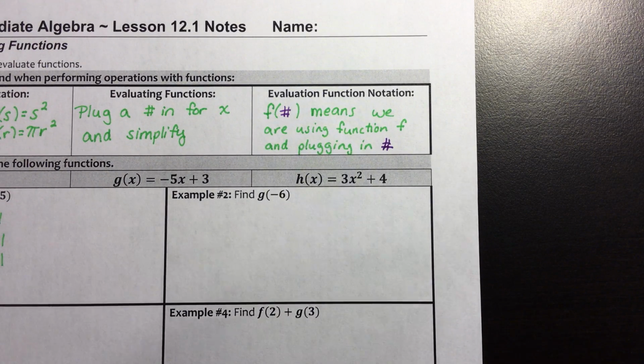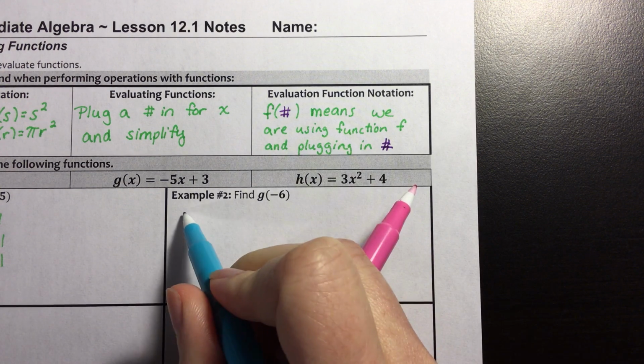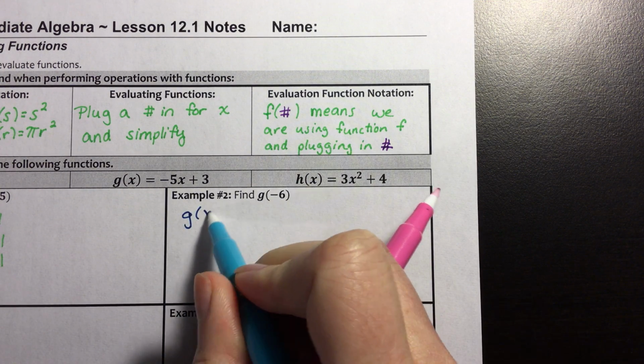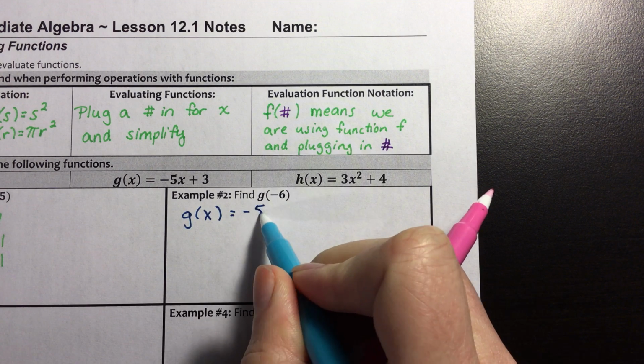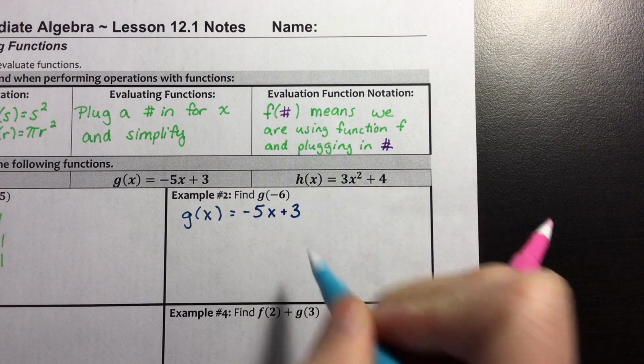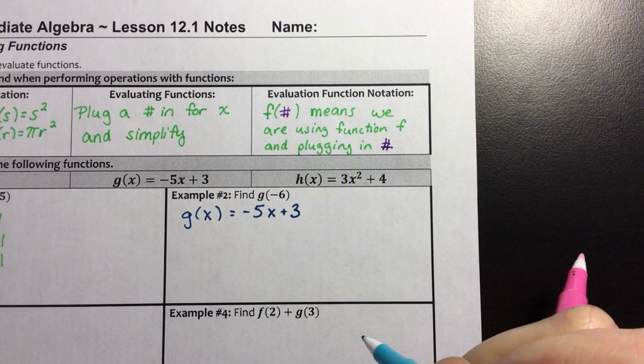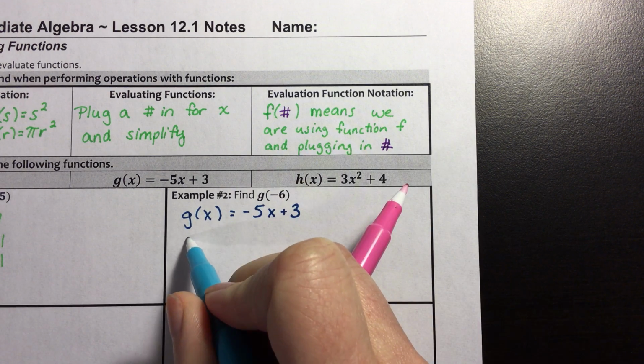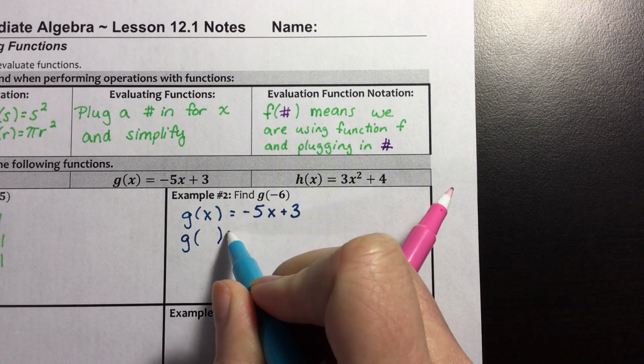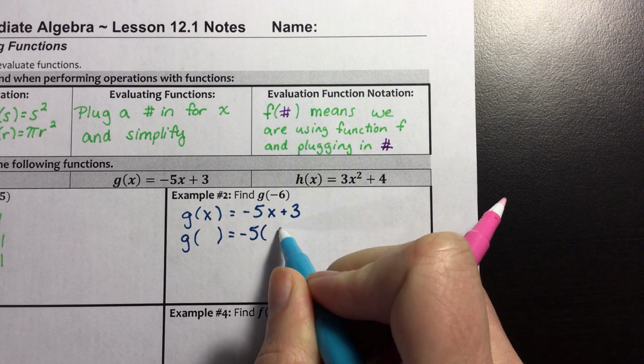Example 2, g of negative 6. I'm going to use a different color for g. How about blue for g? So g of x is negative 5x plus 3. We're plugging in negative 6. So everywhere you see an x, you should put a set of parentheses.